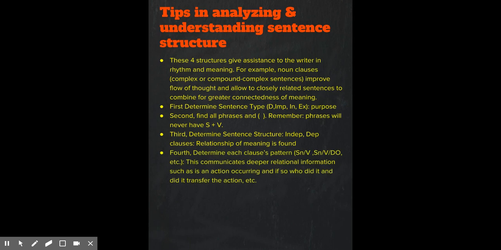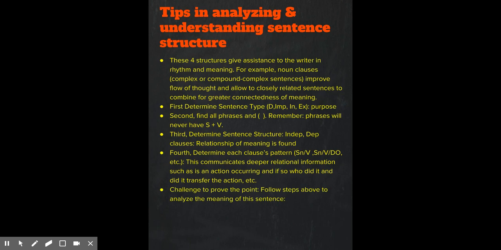Last, you're going to determine the pattern. This is when you look at each of the clauses and you find out their pattern. Are they subject, verb, direct object, subject, linking verb, predicate nominative, or predicate adjective? This communicates that deeper relational information in the sentence. So you're learning basically how to decode meaning so you don't get fooled.